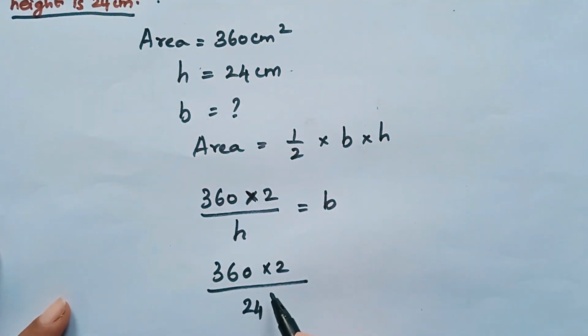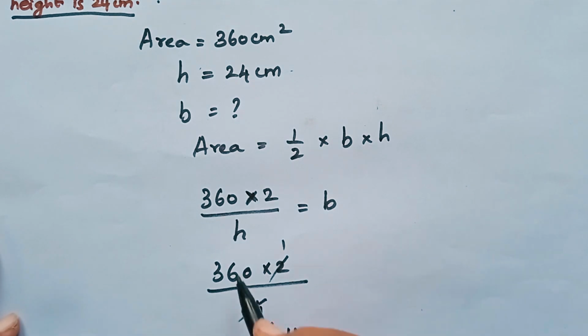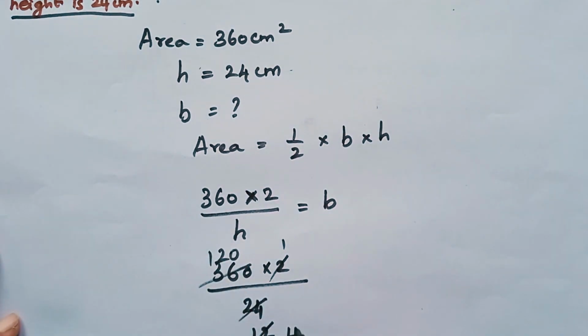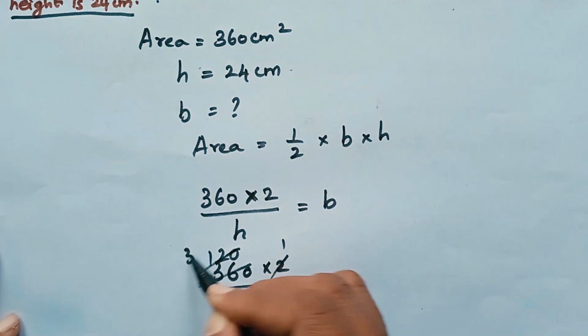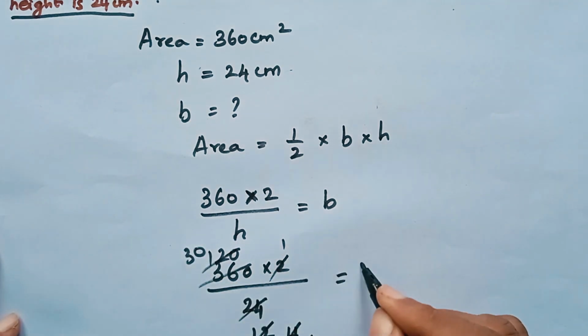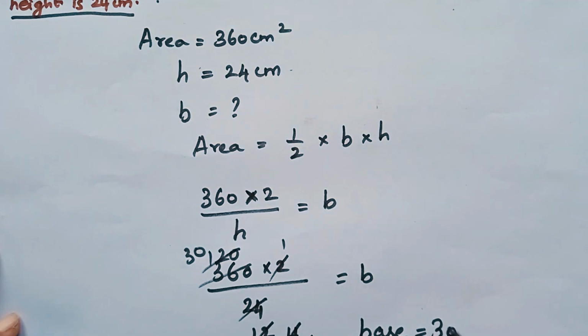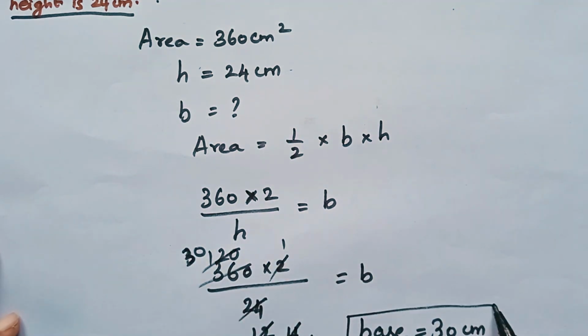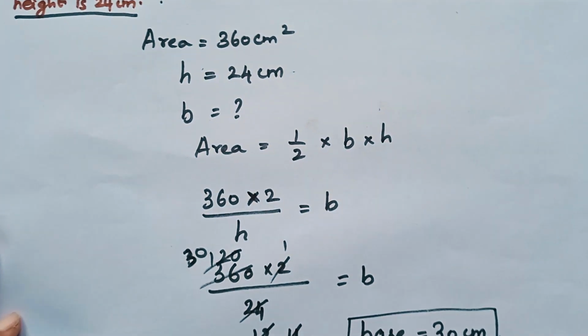Now cancel out: 2 into 12 times, and again 3 into 4 times is 12. 3 into 1 time, 2 times, 6, 0. Again 4 3s are 12, 0. So the answer is b, the base of the triangle, is equal to 30 centimeter. The answer is 30. So this is the answer for the above question.